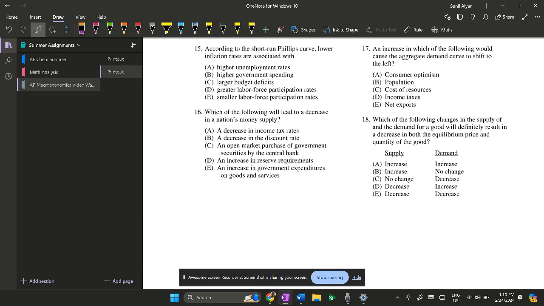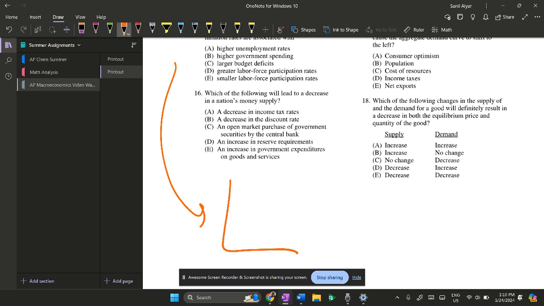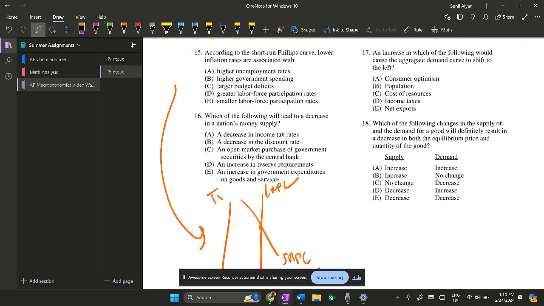According to the short run Phillips curve, SRPC, lower inflation rates are associated with, so I'm going to just draw it down here, swap colors. This is the SRPC, and then inflation and unemployment. Okay, so if we're looking at it, according to the SRPC, lower inflation rates are associated with what?